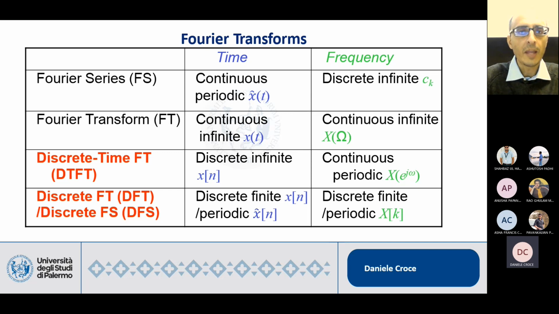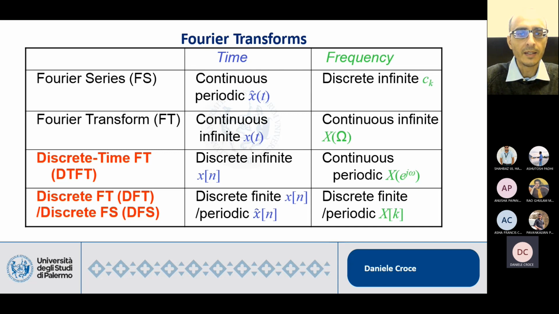And then when you sample the signal and you have a discrete infinite sequence, when you do the discrete time Fourier transform, what you obtain is a continuous function that is periodic. And we have seen this, that you have the periodic repetition of the spectrum. Okay. And then last time we have seen the discrete Fourier transform and the discrete Fourier series.